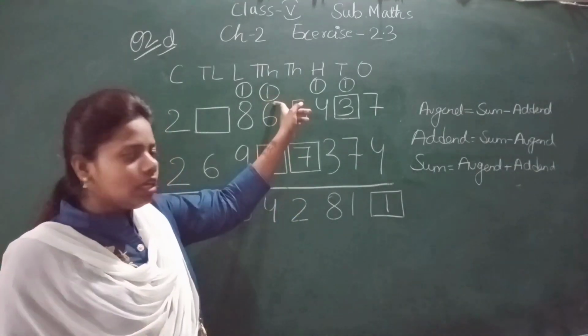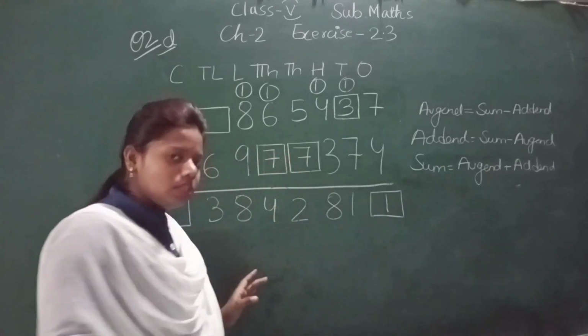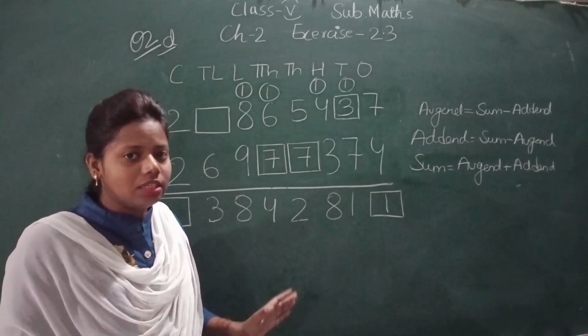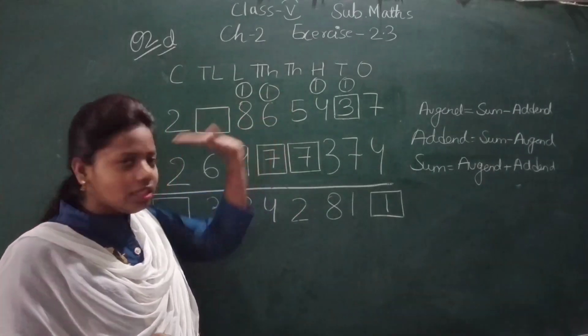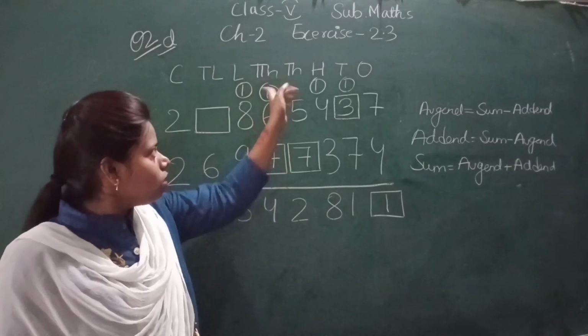So already 1 is here. Already 1 is there. So how much do we write here? 7. We have to write here 7. 14 minus 6 is 8. Already 1 is carried over. So how much do we write here? 7. 8 minus 1 will be 7.